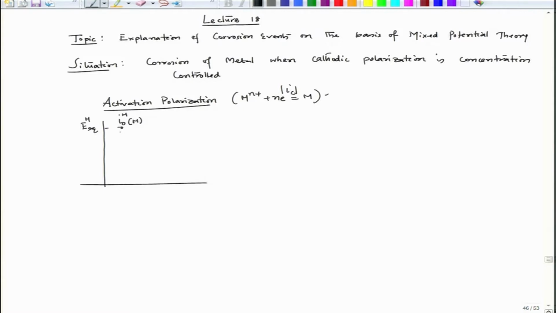Now, if this is the point, I can have activation polarization, which is decided by I 0. This equation, which is the Tafel equation, is the controlling factor, and this axis is log I. So, the potential drops due to cathodic polarization. We are talking about cathodic polarization, and this line is nothing but the variation of I c.